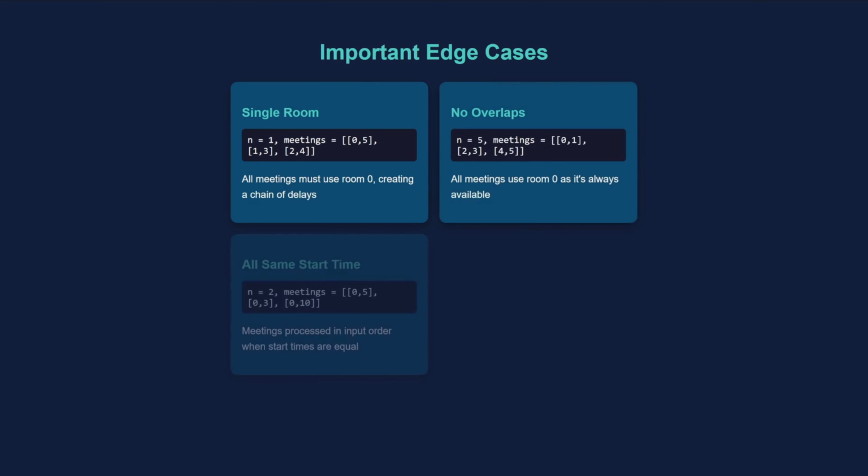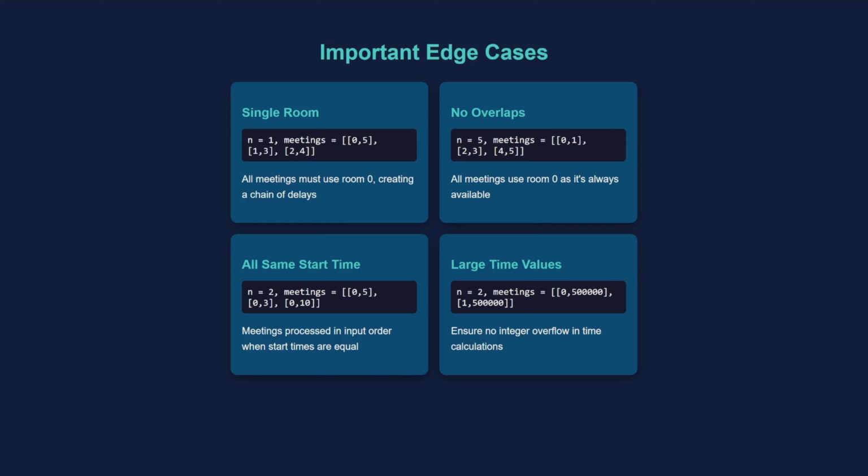Important edge cases require special attention. Single room: when n equals 1, all meetings must use room 0, creating a long chain of delays. This tests whether your delay logic works correctly. No overlaps: when meetings don't overlap, they all use room 0 since it's always available. This tests your room selection logic. Same start times: while the problem states start times are unique, some variations allow duplicates. Process them in input order. Large time values: ensure your solution handles times up to 500,000 without overflow. These edge cases often reveal bugs in otherwise correct-looking solutions.